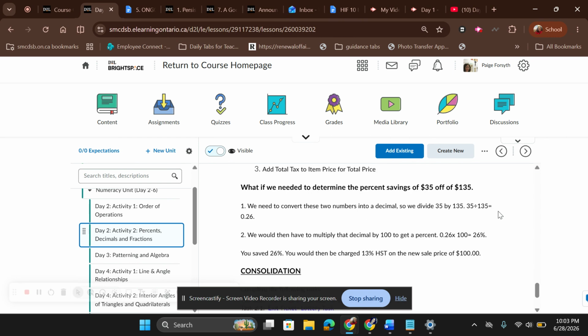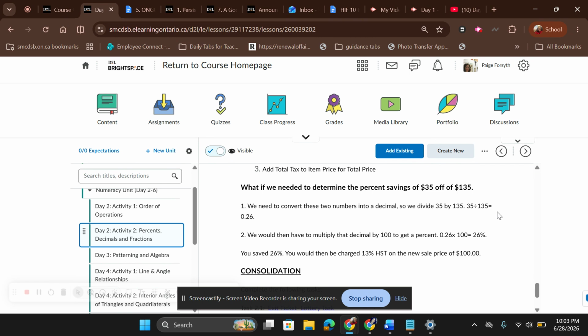What about if we needed to determine the savings as a percentage? So say something is listed in a store for $135, but it says that we can take $35 off the price. So we need to convert that into a decimal. So we divide the 35 by 135, which gets us to 0.26.